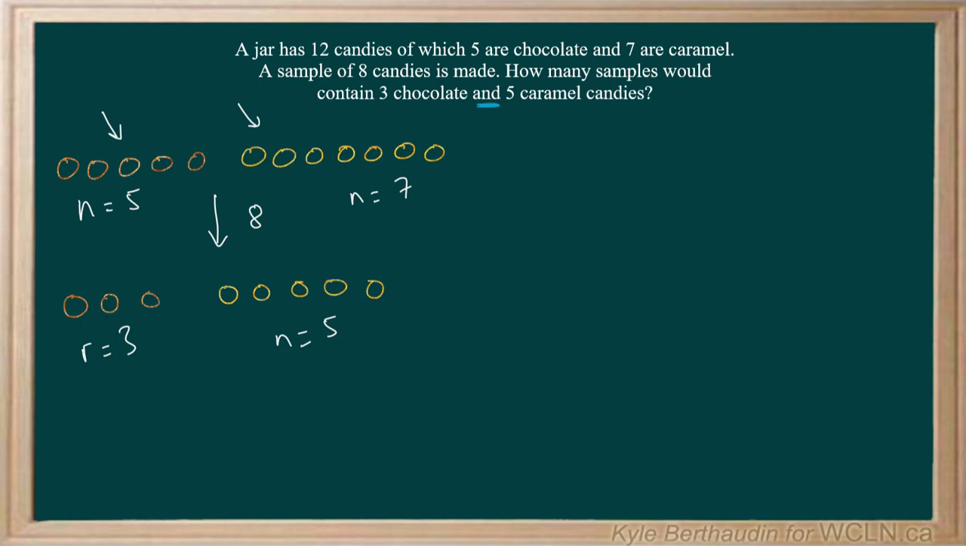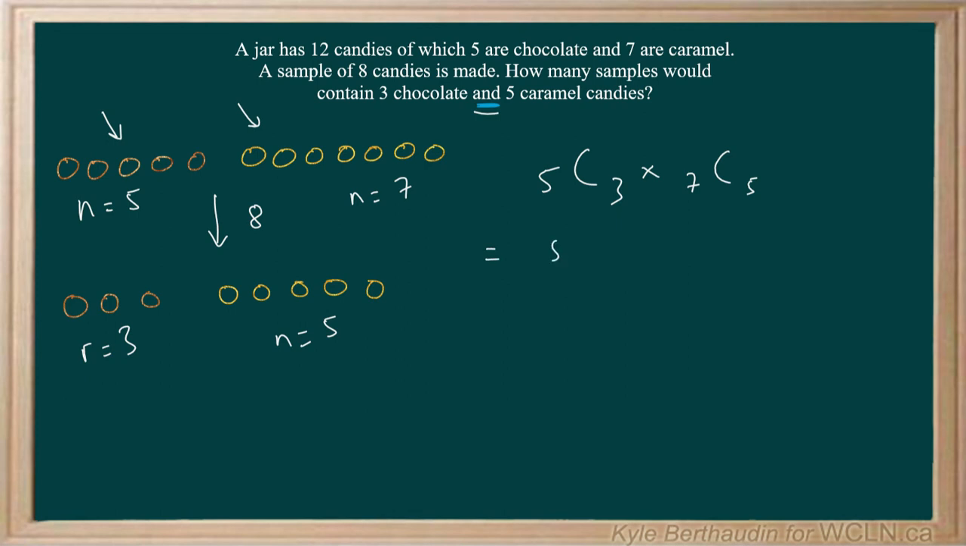So, writing out the combinations for our chocolates, n choose r, is going to be 5 choose 3. That's for our chocolates, since there's 5 chocolates and we're just choosing 3 of them. And we're going to multiply that, because of this and here, by the number of caramel combinations. So 7 choose 5.